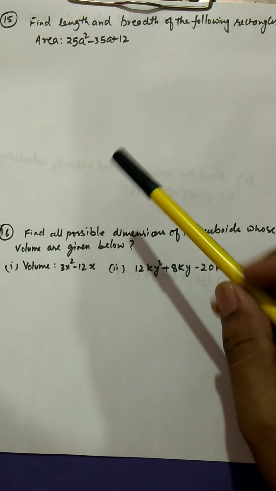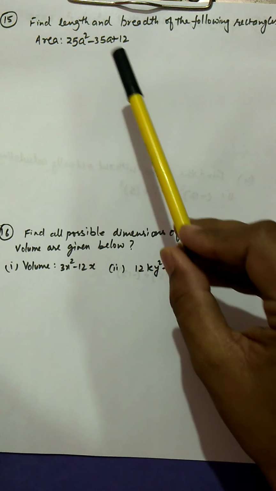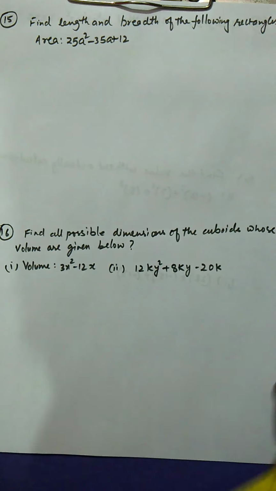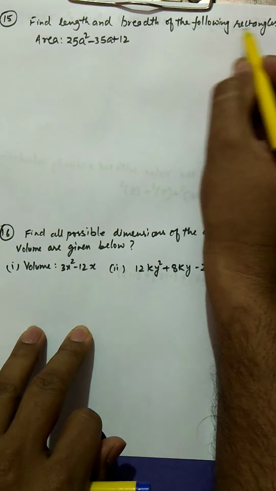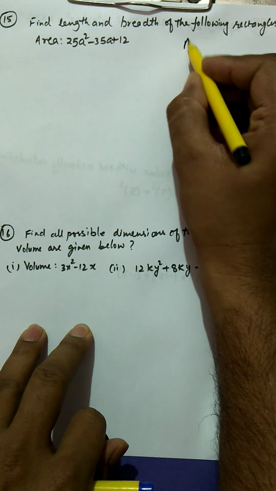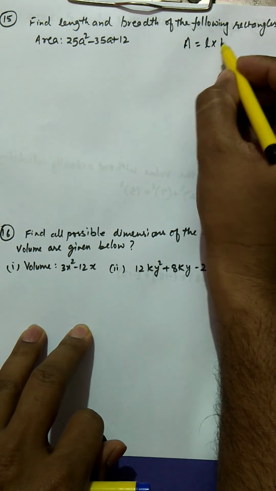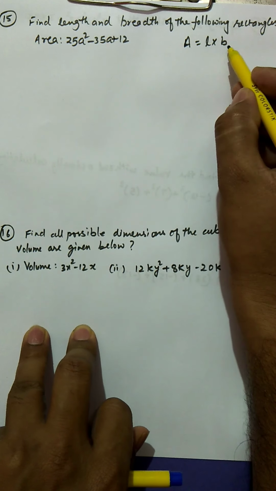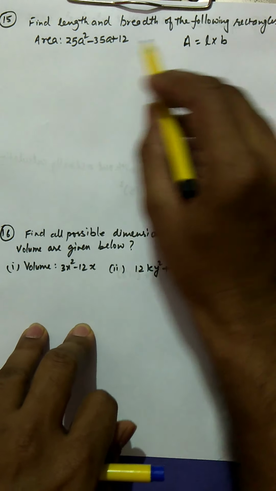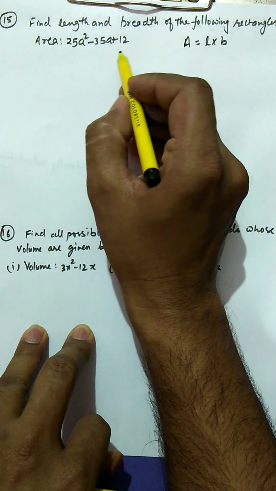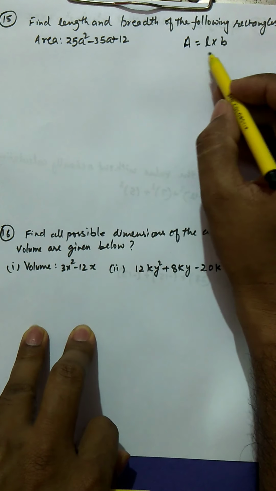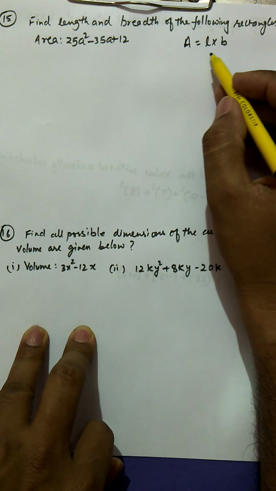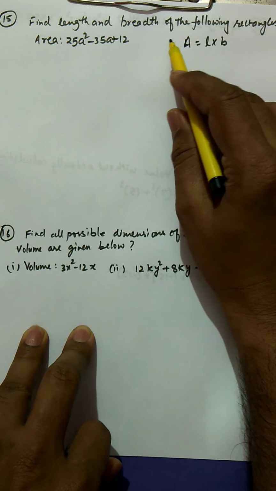Now read this question. In 15, you have to find length and breadth, and the area is given. You know that the area of a rectangle is L into B. So area is always equal to the product of two factors. So now we are going to convert that area into factors, two factors. One factor can be called length and the second factor can be called breadth.